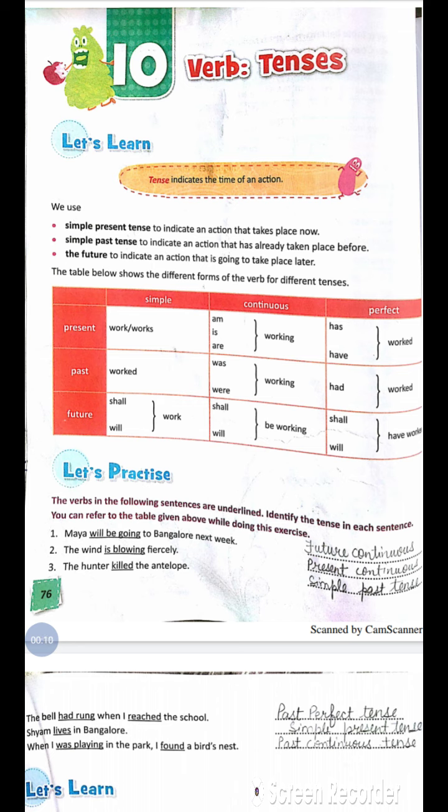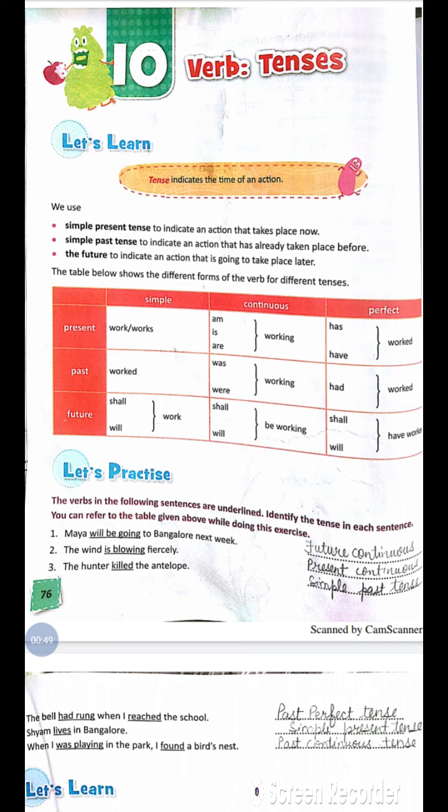Students, today we will discuss the 10th chapter of your grammar, that is verb tenses. Okay, so what is tense? Tense indicates the time of an action. We use simple present tense to indicate an action that takes place now. The simple past tense is used to indicate an action that has already taken place before. Future tense indicates an action that is going to take place later. Okay, so there is a table given in which you can understand the present, past and future tense.